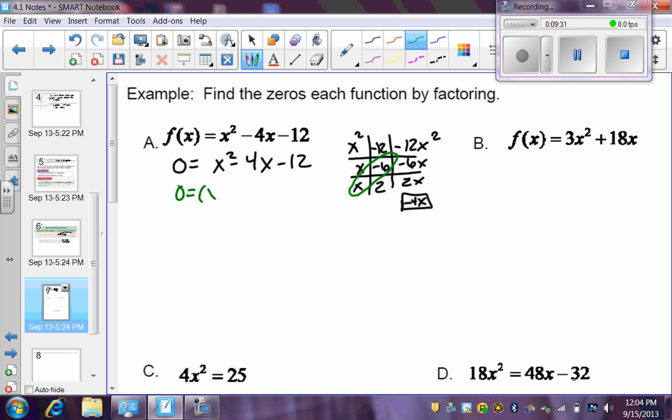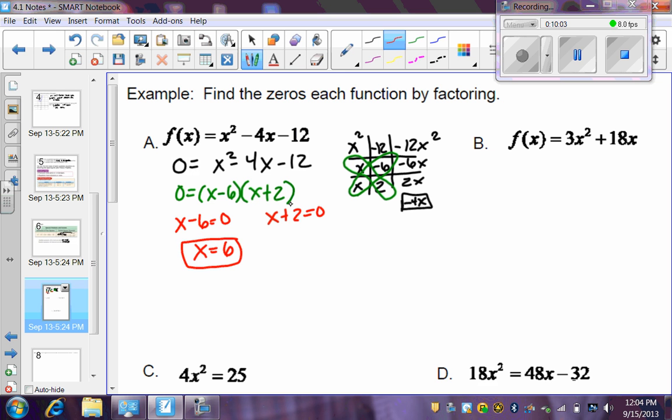So we have 0 equals x minus 6 times x plus 2. And according to the zero product property, one or both of these has to equal 0. So I'm going to take x minus 6 and set it equal to 0, and x plus 2 and set that equal to 0. Get x by itself here. The opposite of subtracting 6 is adding 6, so I end up with x equals 6. The opposite of adding 2 is subtracting 2, so I get x equals negative 2. And you're done.